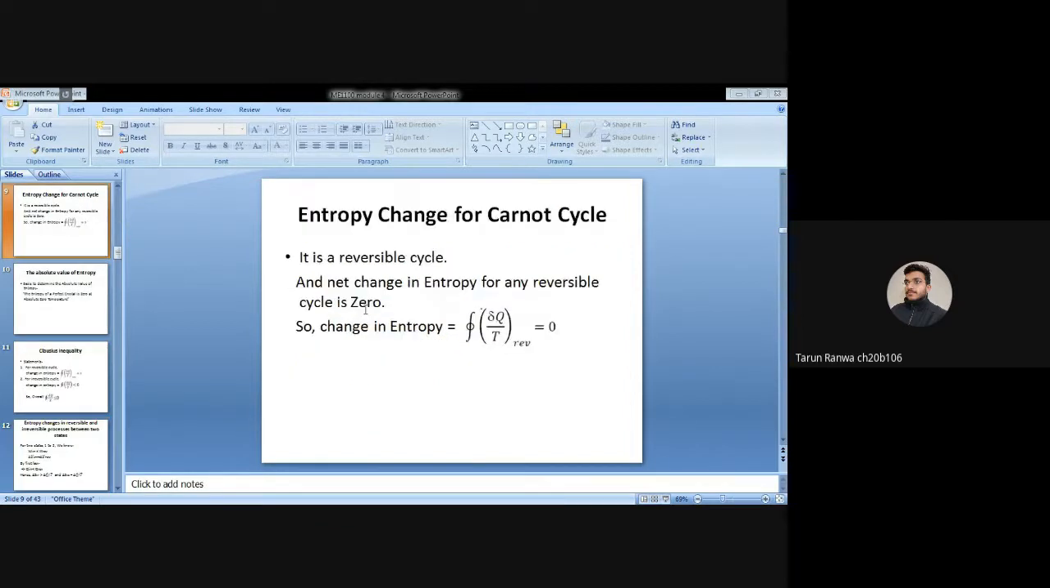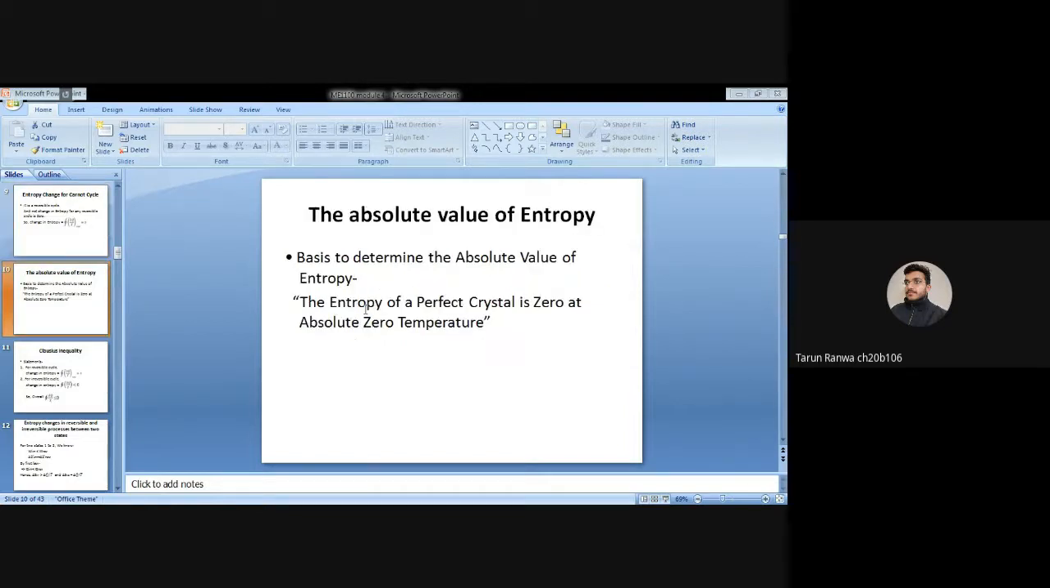Now, entropy change for the Carnot cycle. In the Carnot cycle, all processes are reversible, and the net change in entropy for any reversible cycle is 0, so the change in entropy for the Carnot cycle is also 0. Now the absolute value of entropy. The basis to determine the absolute value of entropy is the entropy of a perfect crystal, which is 0 at absolute zero temperature.